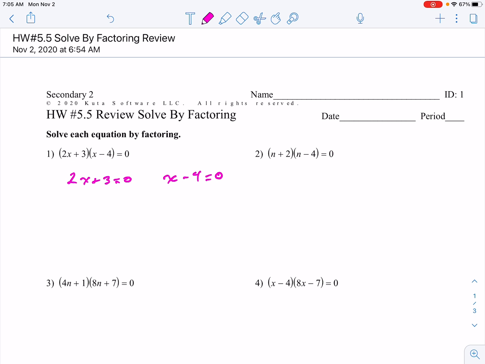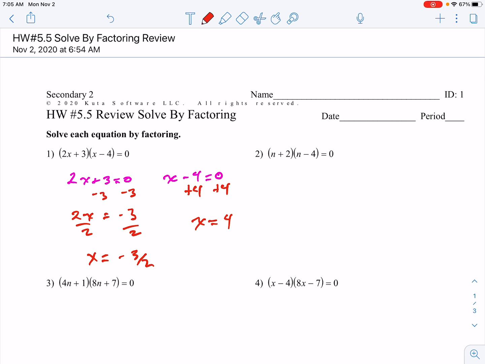Now let's figure out what's going to make it equal 0. I'm going to take away 3 on both sides. Let's see, 2x equals negative 3. I divide by 2, and I get x equals negative 3 halves, or negative 1.5. The other factor, we add 4 to both sides. X equals 4. So I would expect to have an x-intercept at 4.